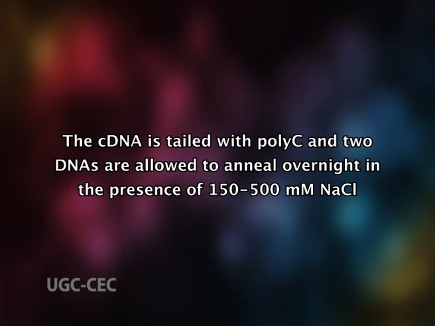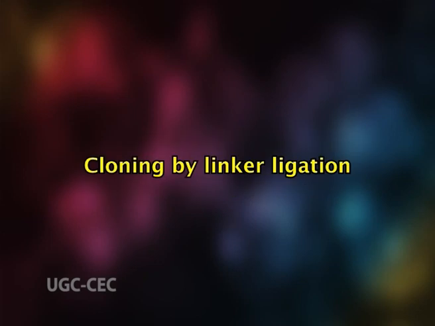This can be achieved by the digestion of pBR322 with restriction endonuclease PstI, recognition sequence 5' CTGCAG 3', and adding a tail of polyguanine to it, which also reconstitutes the PstI site. The complementary DNA is tailed with polycytosine, and two DNAs are allowed to anneal overnight in the presence of 150 to 500 millimolar NaCl. Now the next one is cloning by linker ligation.